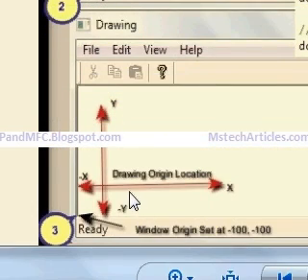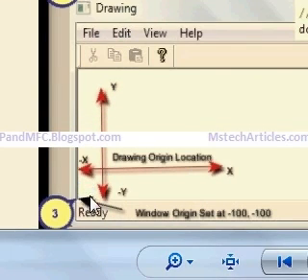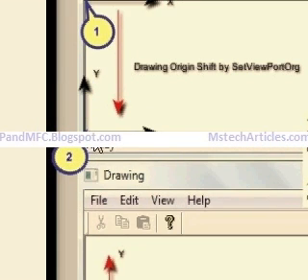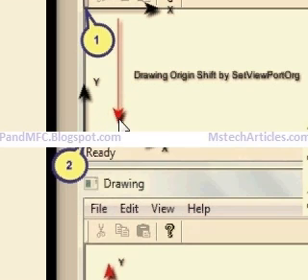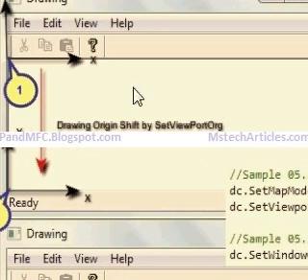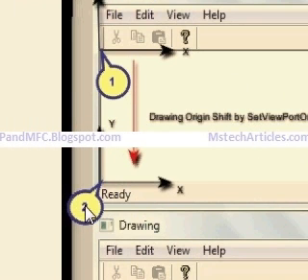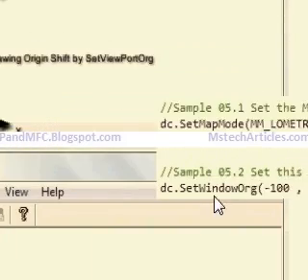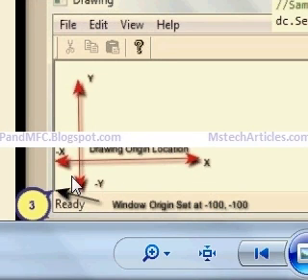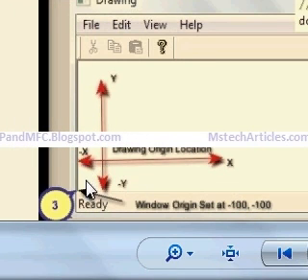One more explanation. Look here. I am viewing a different portion of the drawing area. Here you are seeing the first quadrant. That means positive X and positive Y, or whatever you specify in this client area, before performing this SetWindowOrigin. But when I set the window origin to -100, -100, I am getting the third quadrant here. Look at the cursor position. This is the third quadrant. This is the fourth quadrant.